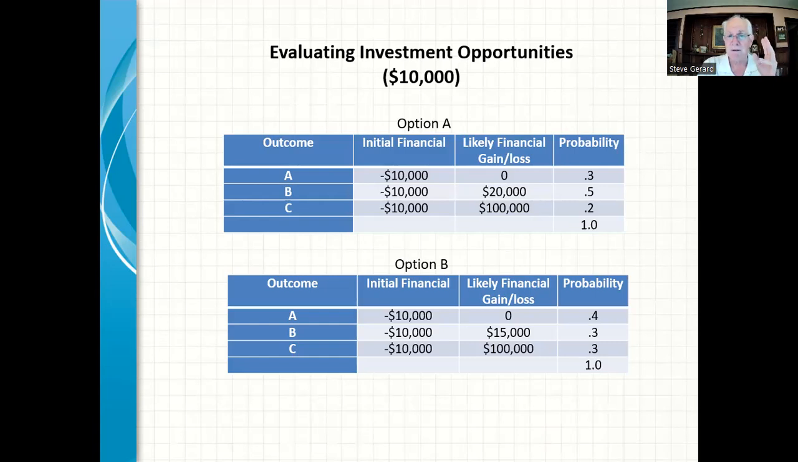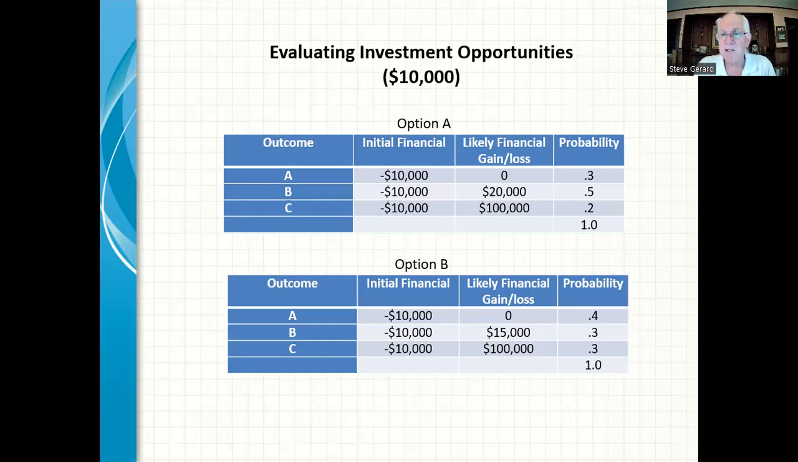In option A, there's three possibilities. Either way, you put your $10,000 in, regardless. Your money's gone. It's what accounting calls a sunk cost at that point. You've turned the money over, it's lost. The question is, what's the likely financial gain in three different settings here? In outcome A for option A, the result is zero. In other words, you get nothing back. Not a good thing.